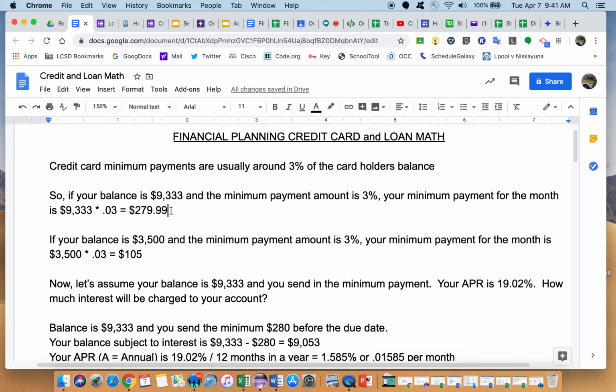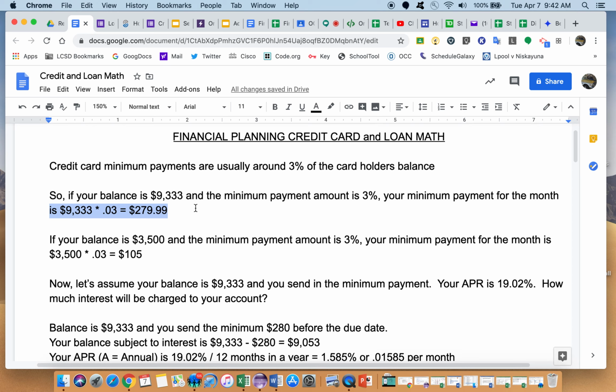So as an example, I went out and found the average household credit card balance. This is the average balance, $9,333 per household. Obviously, averages are just that. So many people have more and many people have less. But let's assume you had a $9,333 balance and the minimum payment is 3% of that. So if you multiply that, when you got your statement in the mail or online, you would be expected to send in at least $280. All right, that's the minimum payment.